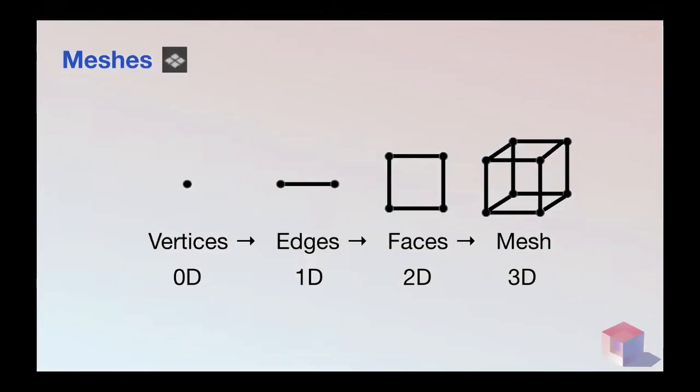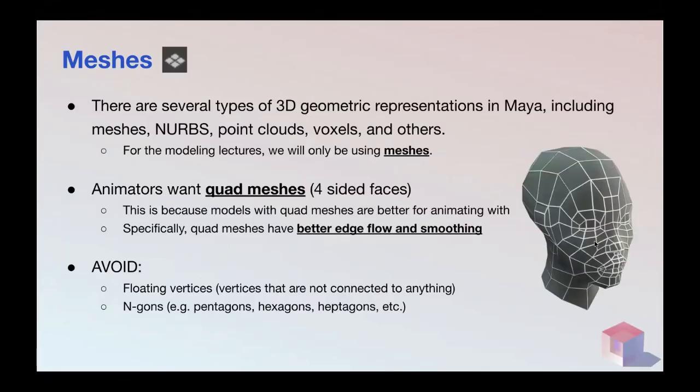Just to break it down and make it clear: how are you going to build a mesh, or what is a mesh? Basically, the smallest unit in Maya is the vertex. With two vertices you get an edge, with four edges you get a face, and with six faces you get a mesh. So it goes from a dot, to a line, to a shape, to a cube. Just keep this in mind.